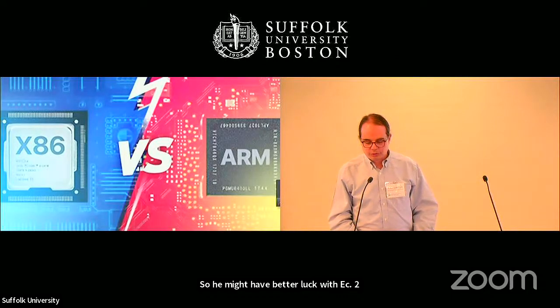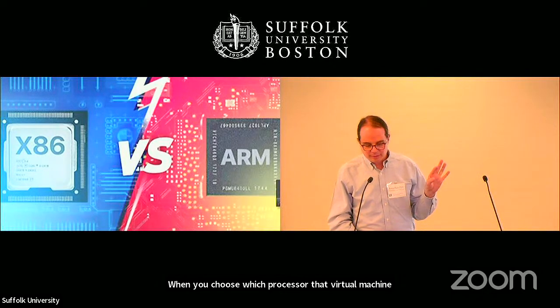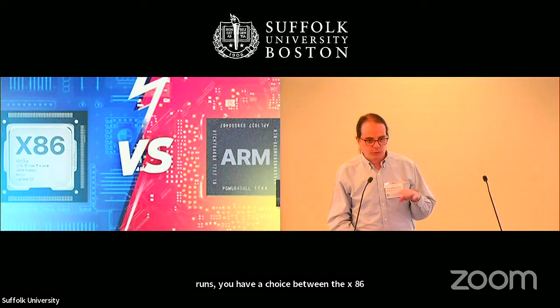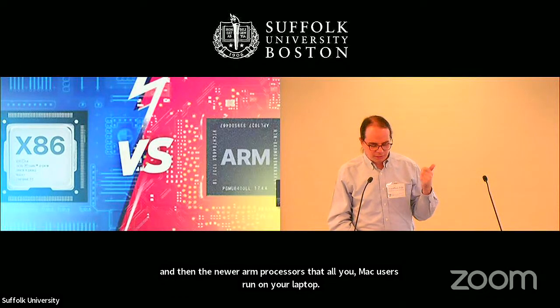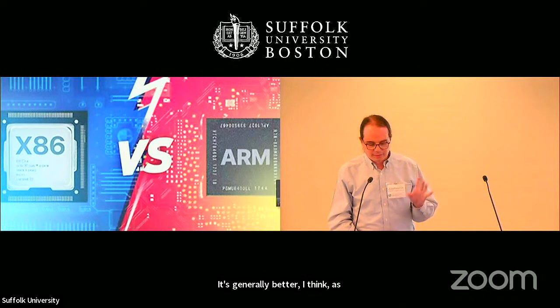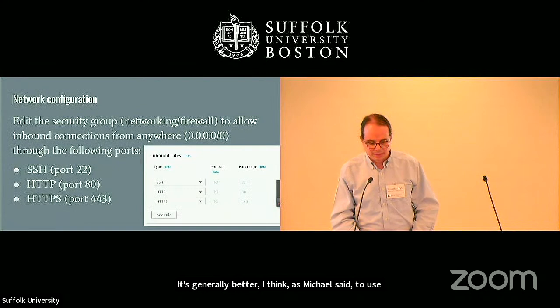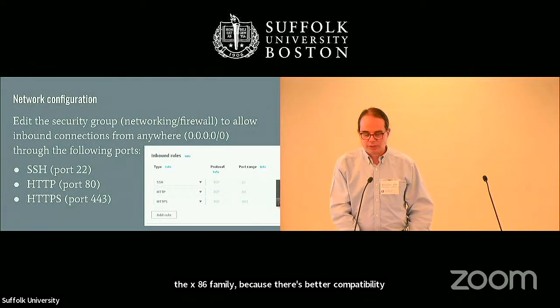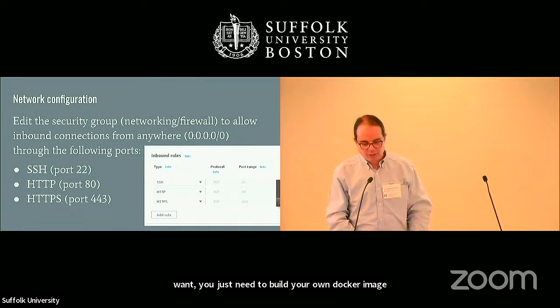When you choose which processor that virtual machine runs, you have a choice between the x86 Intel AMD family and then the newer ARM processors that all you Mac users run on your laptops. It's generally better, I think, as Michael said, to use the x86 family because there's better compatibility with some of the dependencies. You can use ARM if you want. You just need to build your own Docker image because the one on Docker Hub is for x86.